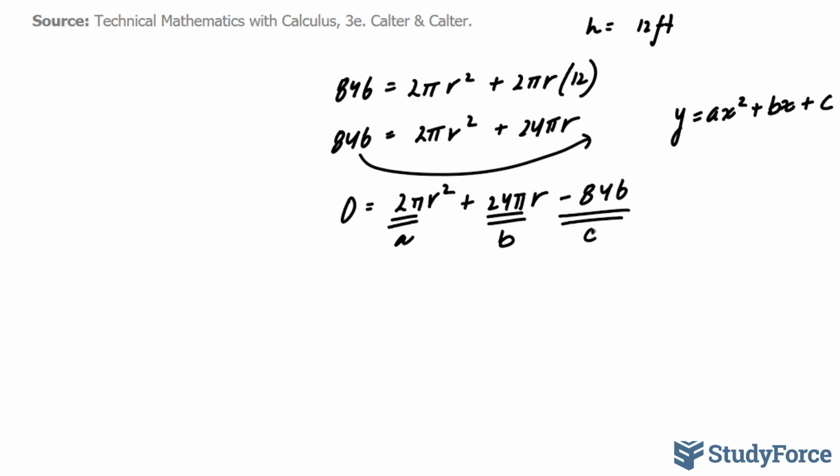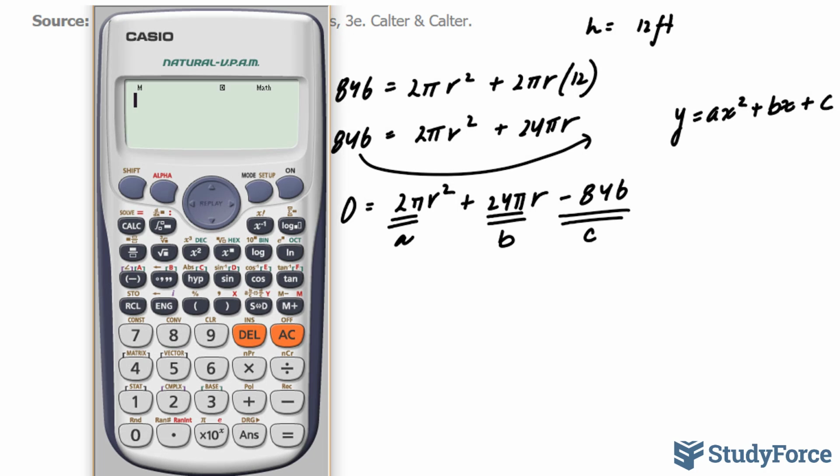Let's go ahead and use the quadratic formula, although I'll use a function on my calculator just to expedite the process. And to do that, I click Mode, 5, and 3. My a term is 2 pi. Press equals to enter the number, 24 pi, and lastly, negative 846.